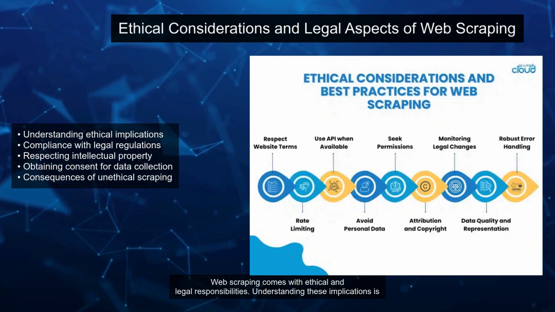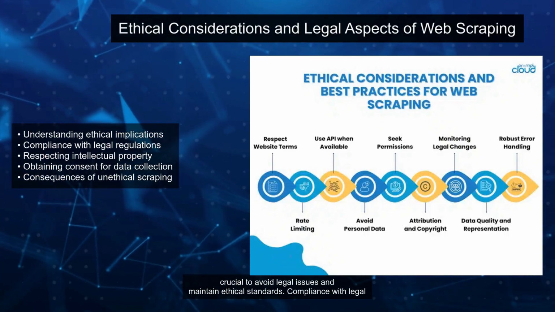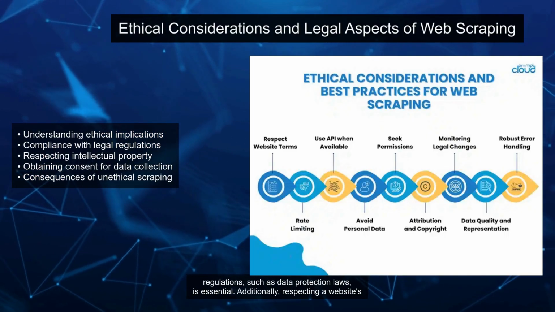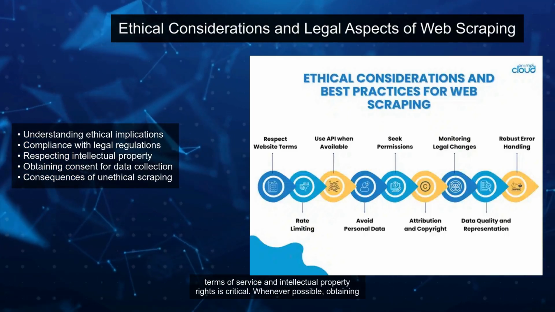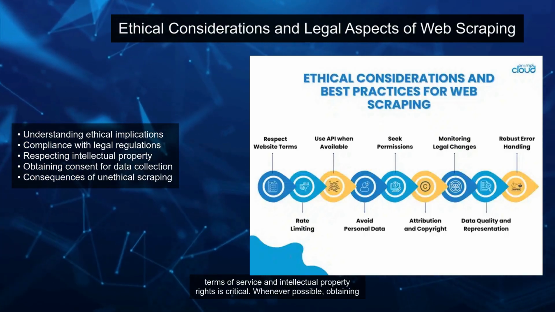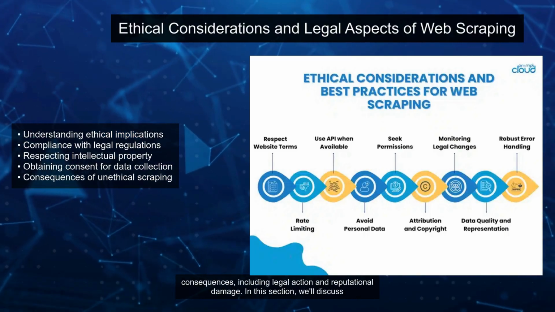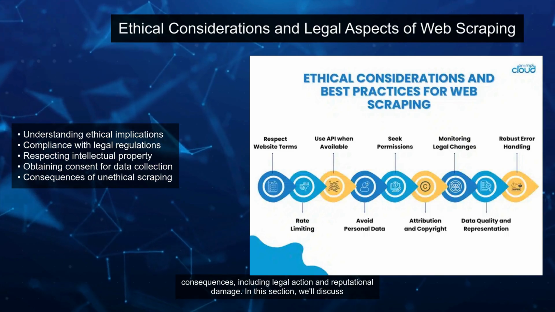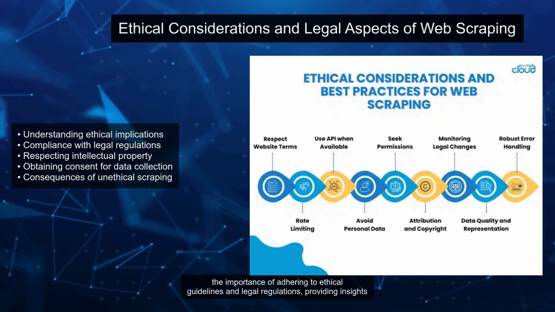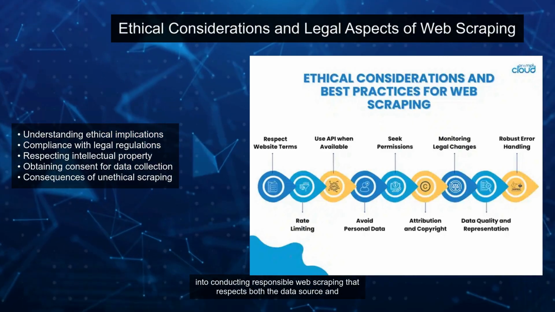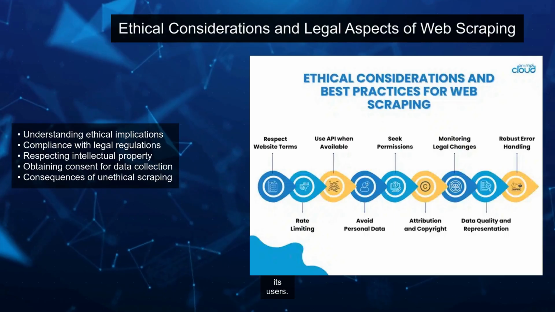Web scraping comes with ethical and legal responsibilities. Understanding these implications is crucial to avoid legal issues and maintain ethical standards. Compliance with legal regulations, such as data protection laws, is essential. Additionally, respecting a website's terms of service and intellectual property rights is critical. Whenever possible, obtaining consent for data collection ensures transparency. Unethical scraping can lead to severe consequences, including legal action and reputational damage. In this section, we'll discuss the importance of adhering to ethical guidelines and legal regulations, providing insights into conducting responsible web scraping that respects both the data source and its users.